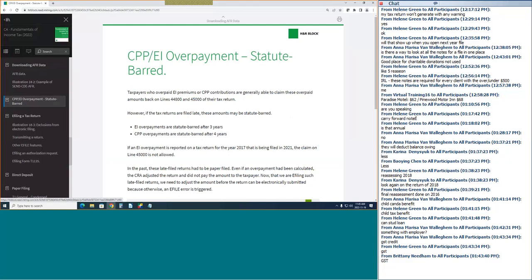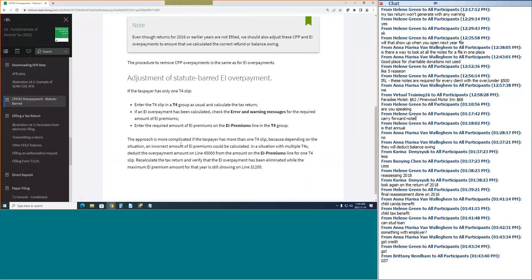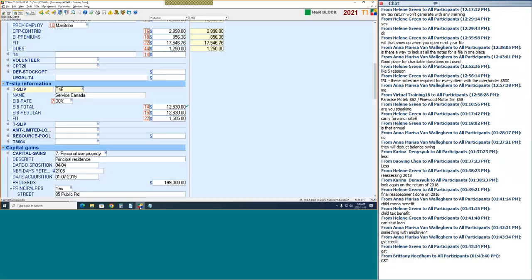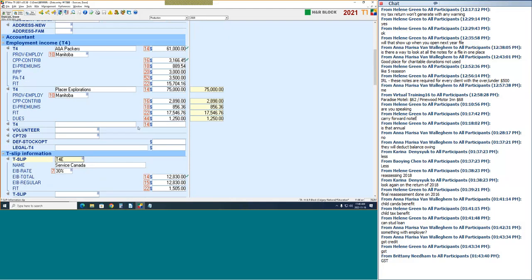So I want to show you how to do it manually, unfortunately. You do have this in the book that will tell you what to do, but this is one that we just kind of have to make it happen.